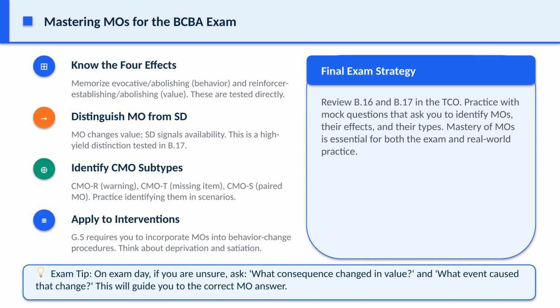For intervention applications under G.5, think about using deprivation and satiation to incorporate MOs into behavior change procedures, such as limiting access to a preferred item to increase its reinforcing value. Finally, use simple mnemonics to recall terms. EO means establishing and increases effectiveness. AO means abolishing and decreases it. UMO refers to unlearned MOs, and CMO refers to conditioned MOs.